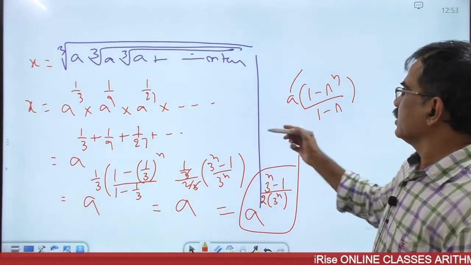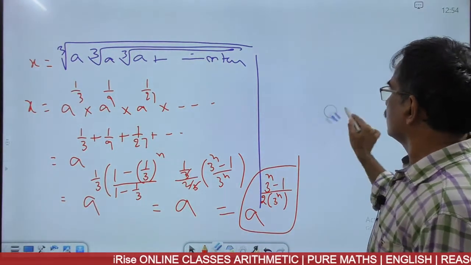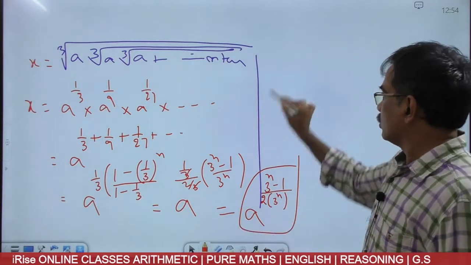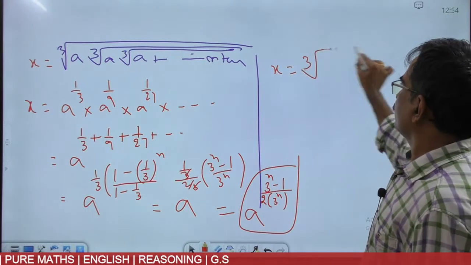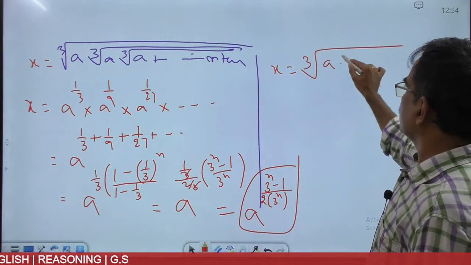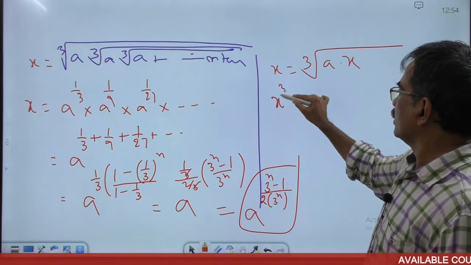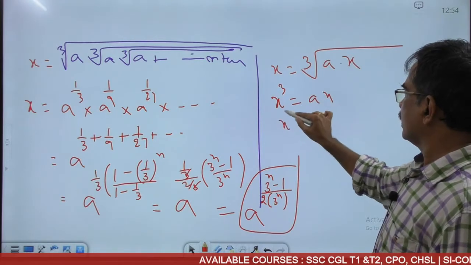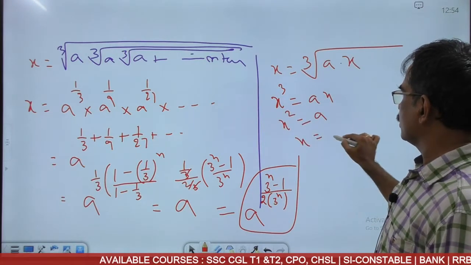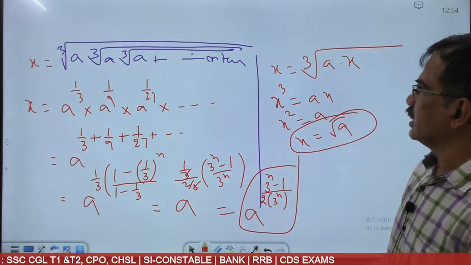If infinity is given, then how to solve this question? If infinity is given, x is equal to cube root of a into, the remaining is again x, because it is infinity. Taking cube, x cube is equal to ax, 1 x cancels, x square is equal to a, so x is equal to root a. If n is infinity, the answer is root a.